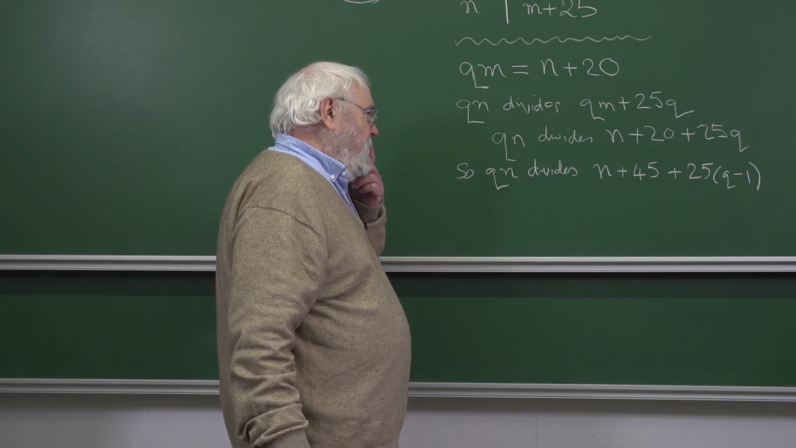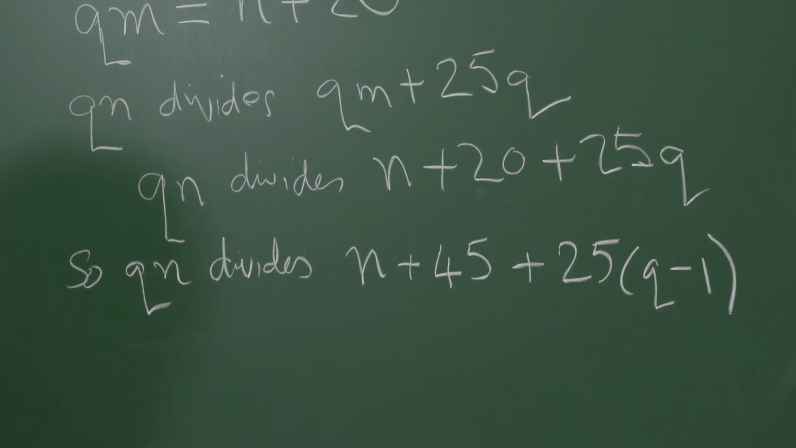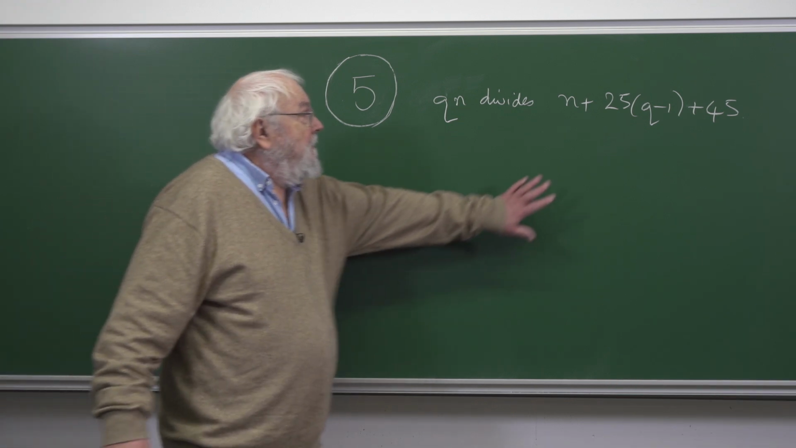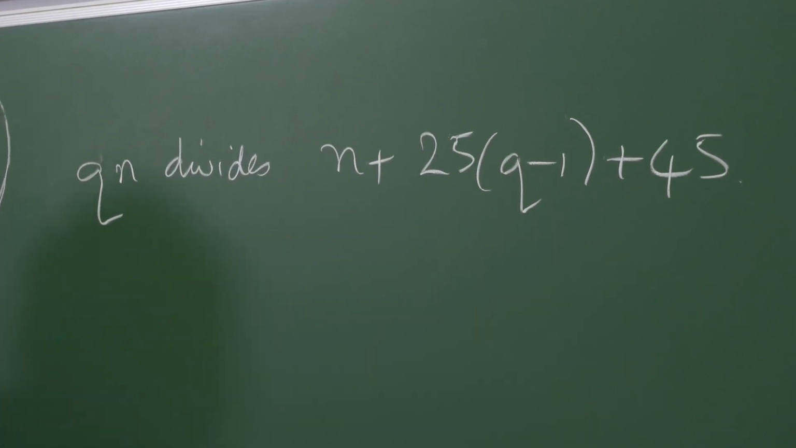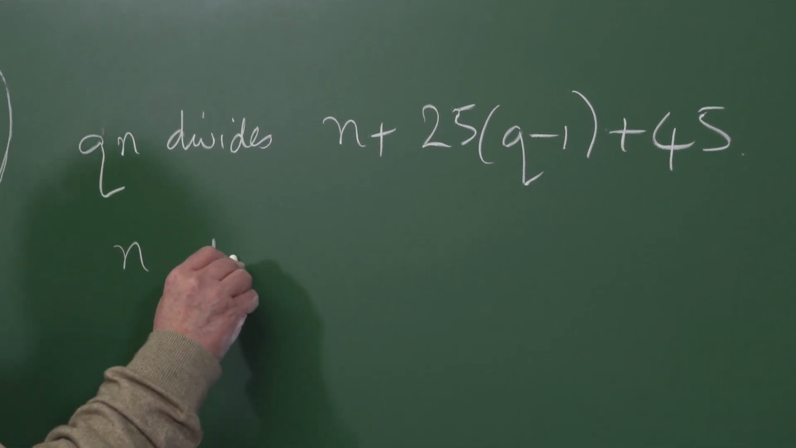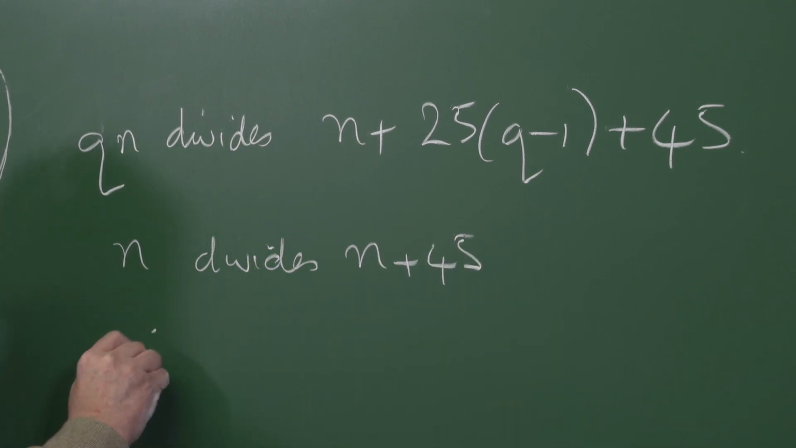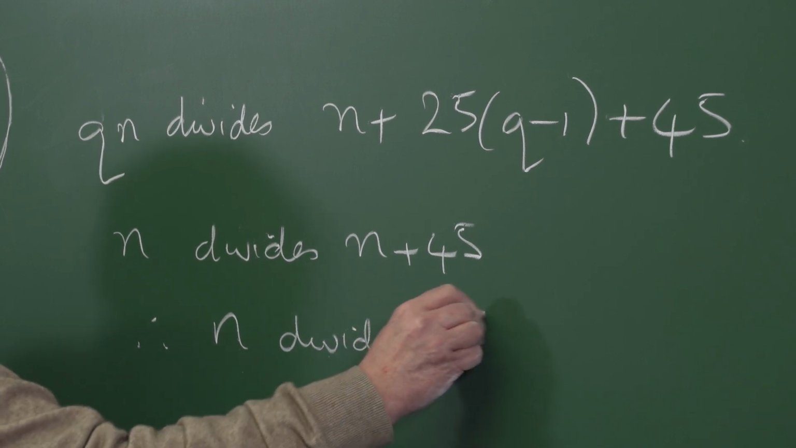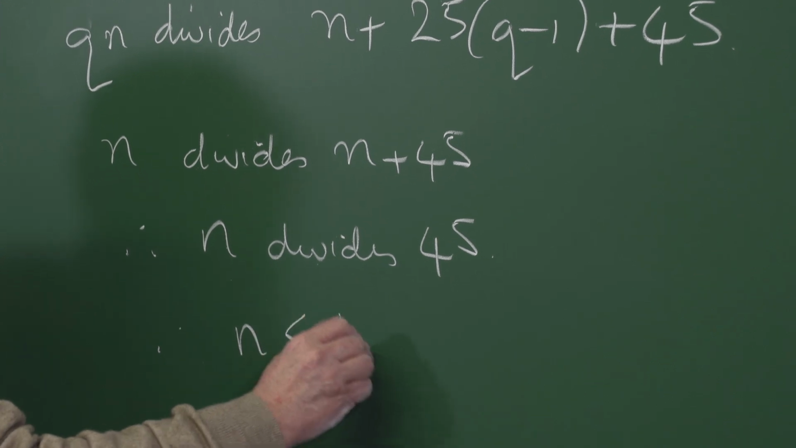Now, how can this happen? Well, there are two cases to consider, q equals 1 and q greater than 1. So let's first consider the case that q is 1. In that case, this is 0, and because qn divides this number, we get that n divides n plus 45. And therefore, n divides 45.